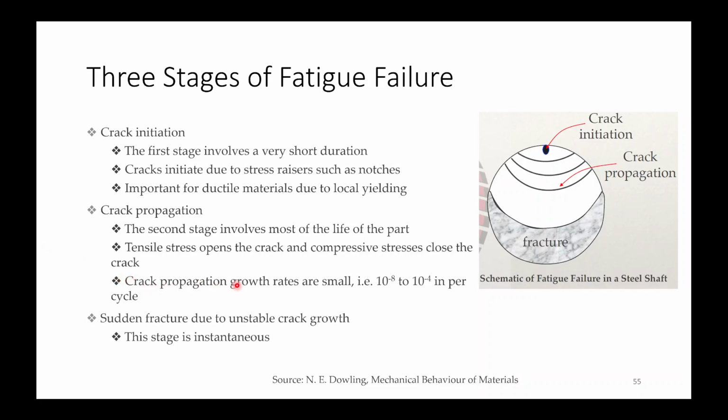Now, crack propagation growth rates are very small, which are 10 to the power -8 to 10 to the power -4 inch per cycle. And the final stage is sudden fracture. In this region, we'll be seeing a brittle type of failure. So this stage is very instantaneous. It occurs due to unstable crack growth because the cross section remaining for the part is too small to support the stress.